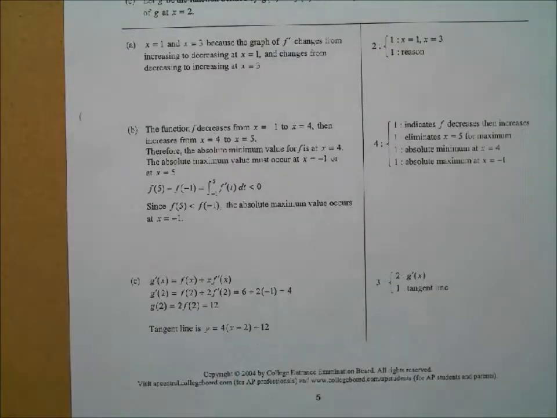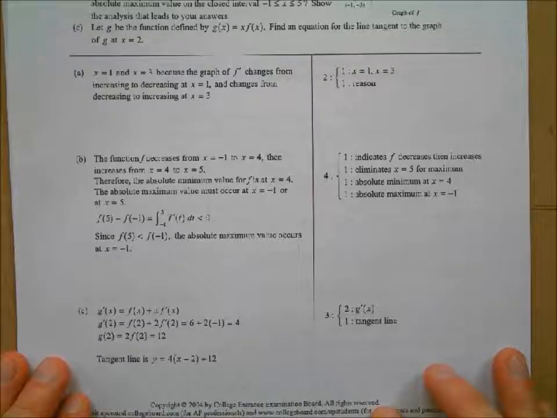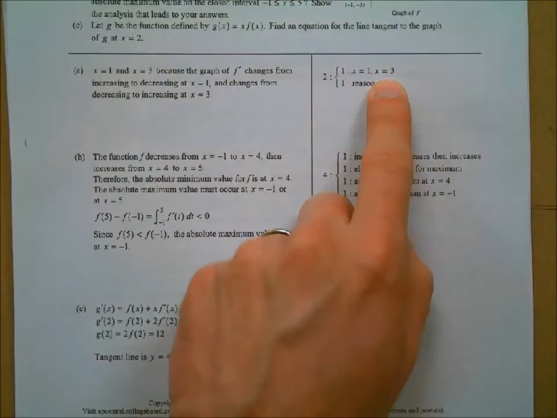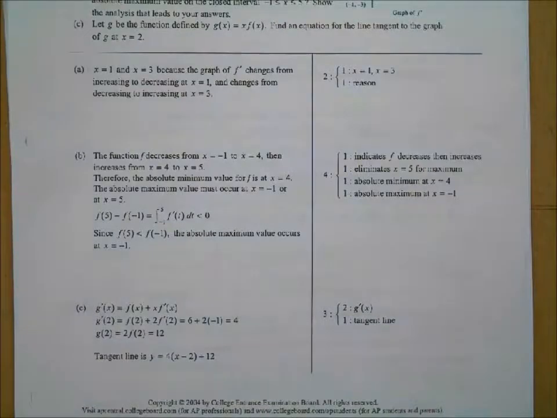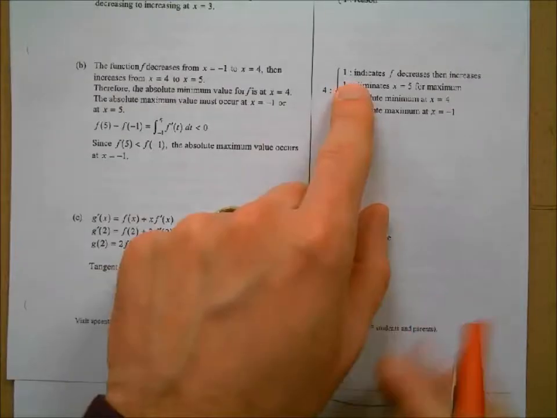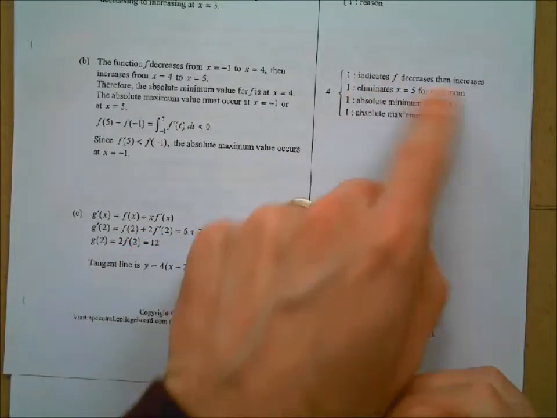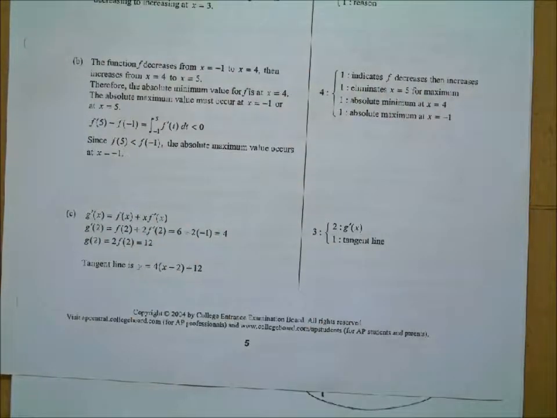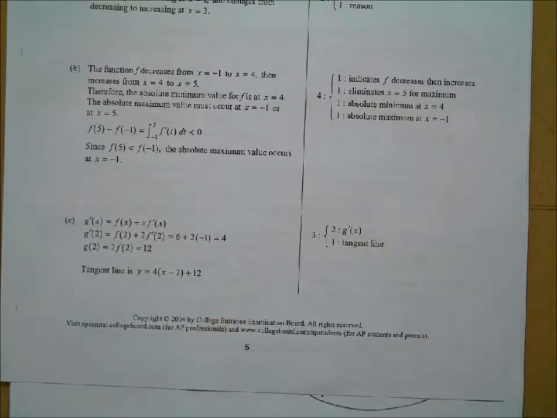Likewise here, I wanted to look at the one prior to that, example 4. You can also just kind of see the scoring guideline here. Again, 1 point for identifying the correct locations, 1 point for your reason or justification. Letter B, again, indicating that f decreases then increases, part of your justification, eliminating x equals 5 for being a maximum, and then identifying the absolute minimum and absolute maximum there too.